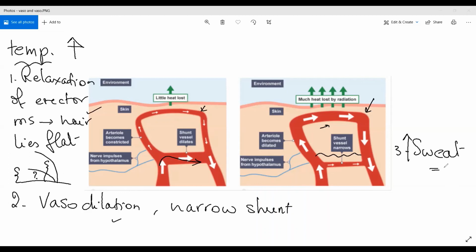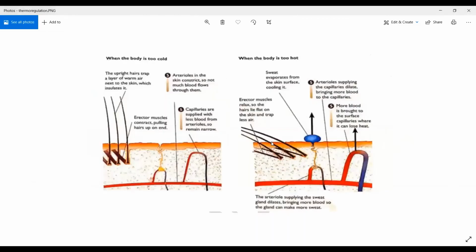Okay, let's go back again to the picture of the book, so that if a question comes on it you will know how to answer it. When it gets cool, the pili or erector muscles are going to contract, so the hair stands up and traps an area of insulating warm air in between it and the skin. I find vasoconstriction with opening of the shunt. Of course, this is not drawn correctly at all.